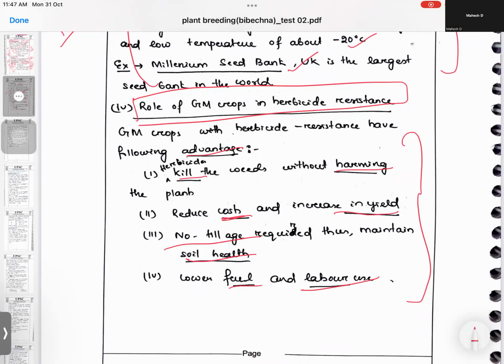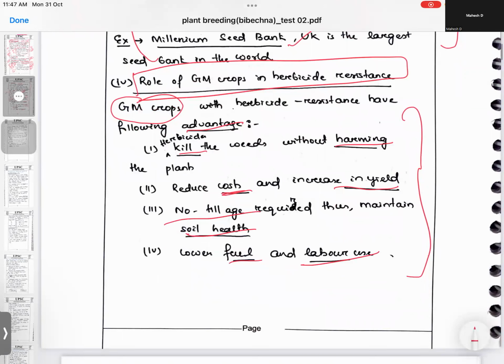you should write, rather than just writing GM crops wherein a transgene has been introduced for herbicide resistance, something like an example. Recently, in current affairs, you know that herbicide-tolerant rice varieties have been released by IARI. This is recently in the news. So you should mention that we are going to do trials in this area.